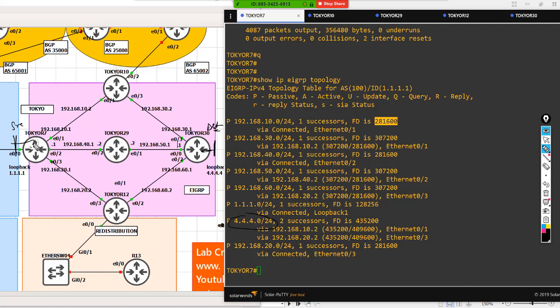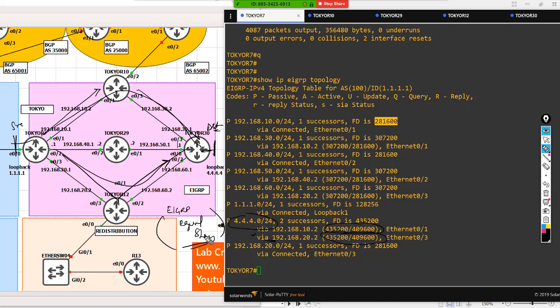From the source point of view, to reach 4.4, I can see 10.2. 10.2 is this. It's a better route. Okay, I can also see 20.2 is also a better route. So equal load sharing is happening. You see here there is equal load sharing happening at this moment. Okay, and by default EIGRP will support equal load sharing.